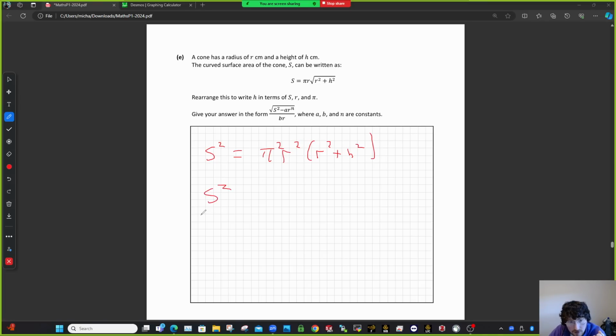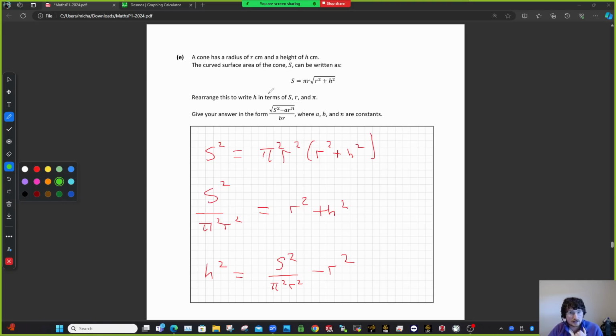So then you get s squared over pi squared r squared, and then that's equal to your r squared plus your h squared. Then you take away your r squared to get your h squared on its own. So h squared on its own is the s squared over the pi squared r squared, take away the r squared. Now, you need to write that as a single fraction because that's its format there. So you'll multiply this guy above and below by pi squared r squared, and then that'll make your h squared. Write it over here. Your h squared will look like s squared over pi squared r squared.